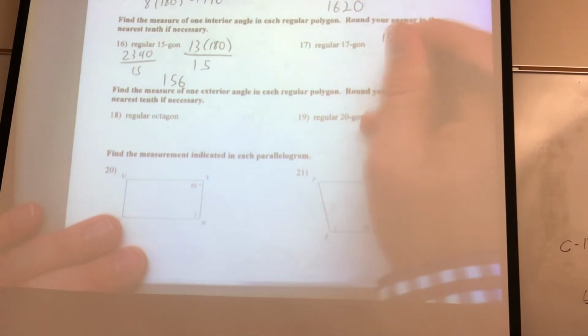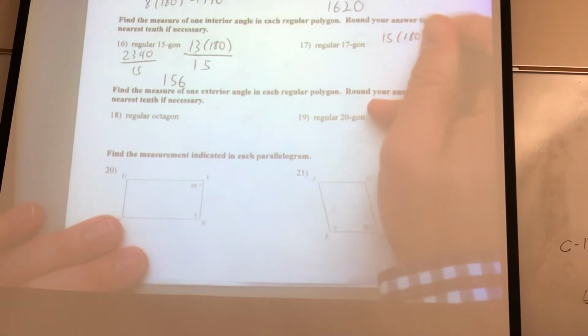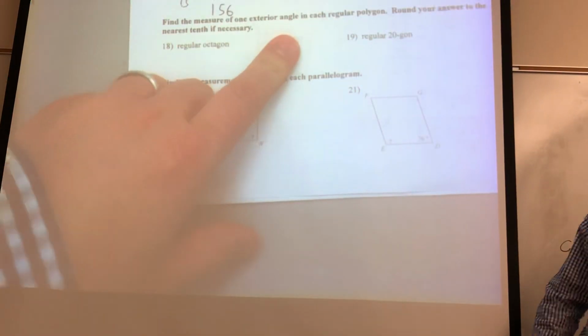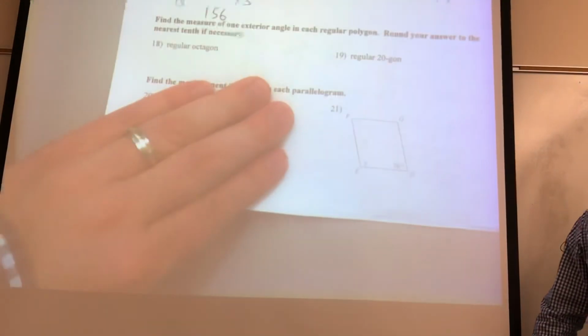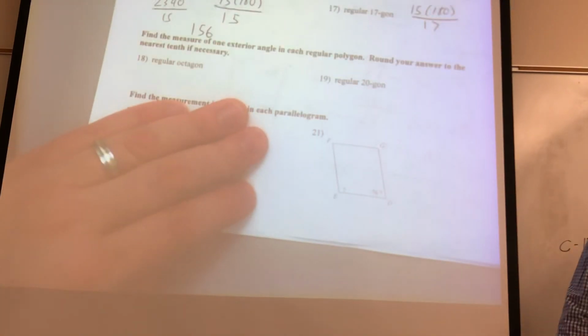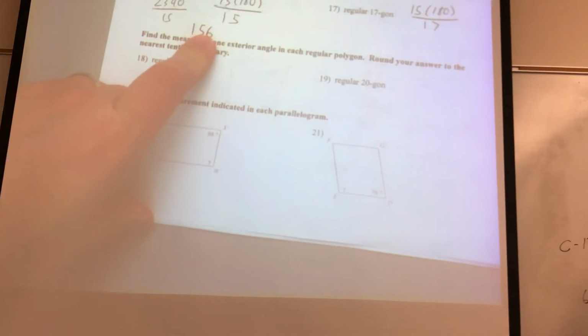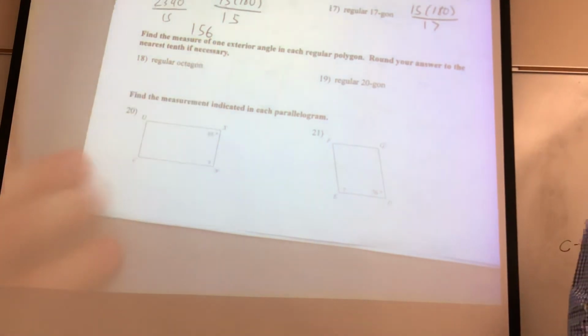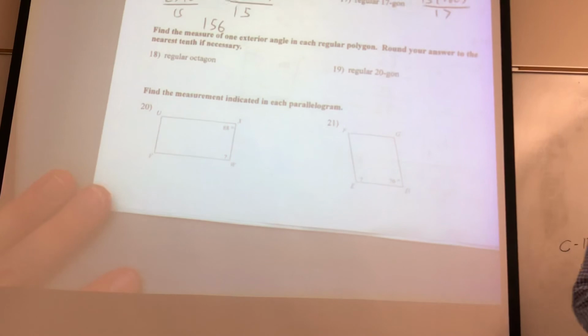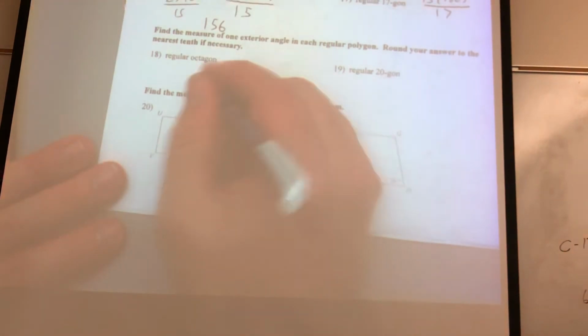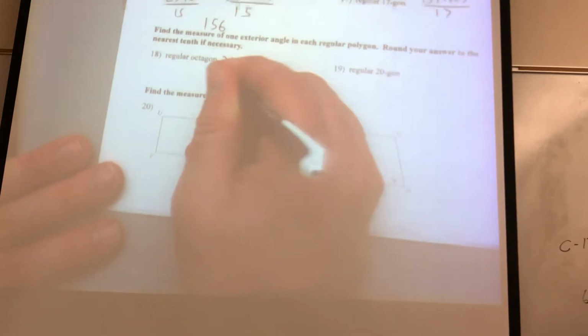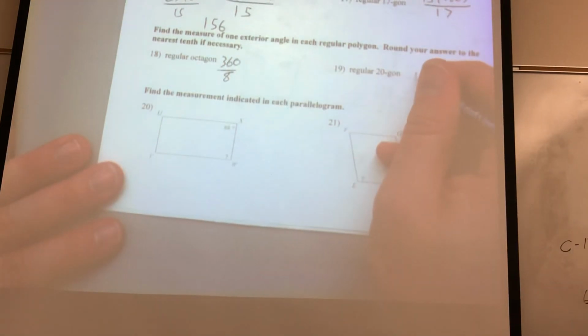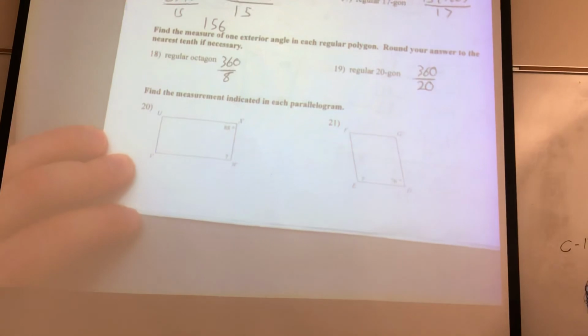17 minus 2 is going to be 15 times 180 divided by 17. The measure of one exterior angle. The exterior angles you can do a couple of different ways. If you've already had to do the one interior angle, you can subtract that from 180. That'll give you the answer. But the sum of the exterior angles is always 360. So this can just be 360 divided by 8. This can just be 360 divided by 20. And you get the answers pretty quickly.